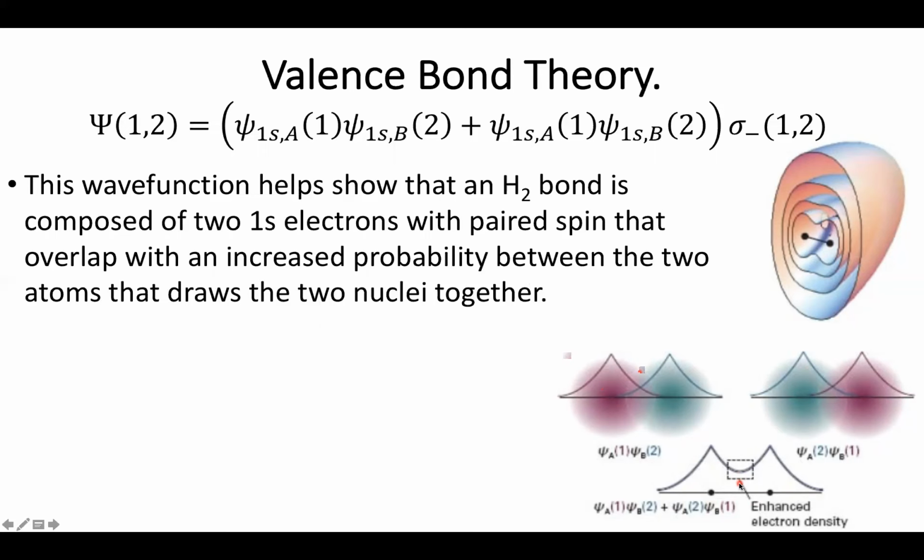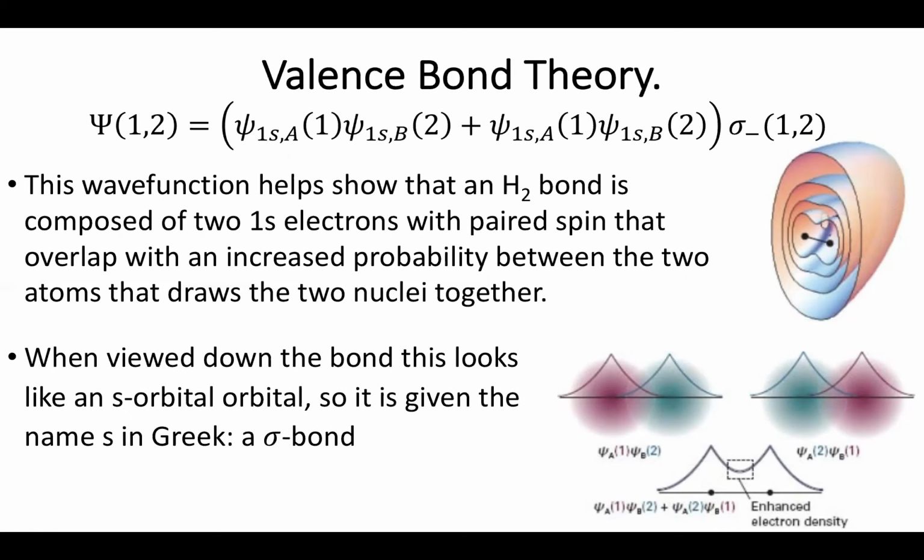Now this one got a special name because if you look at this bond viewed down the axis, so down the bond, or the z-axis, as we're going to increasingly develop, this looks like an s orbital. So early physicists gave this the name of an s orbital in Greek. I introduce the sigma bond. So we've now introduced the idea of sigma bonds. We now have a full, complete, and operational wave function, which we can take forward.